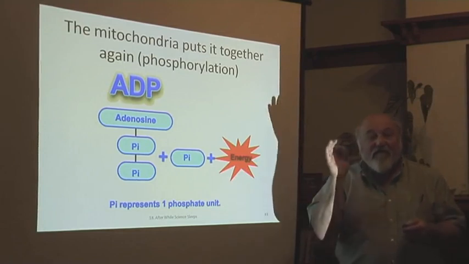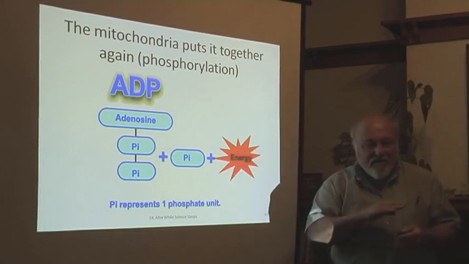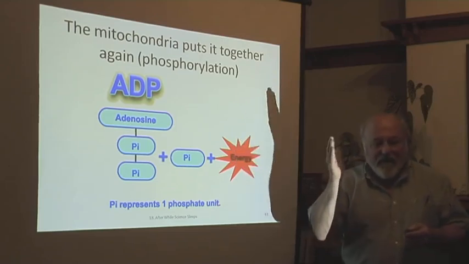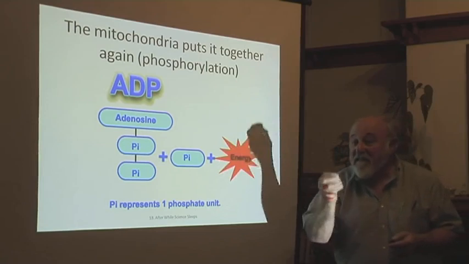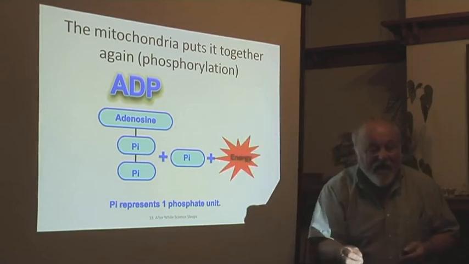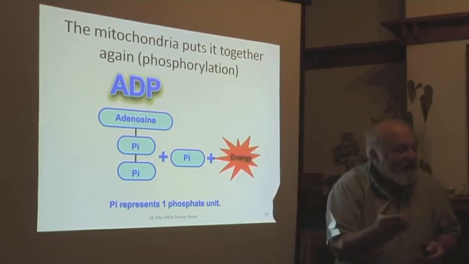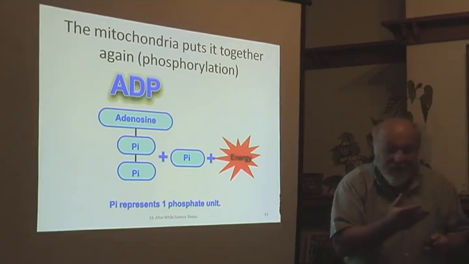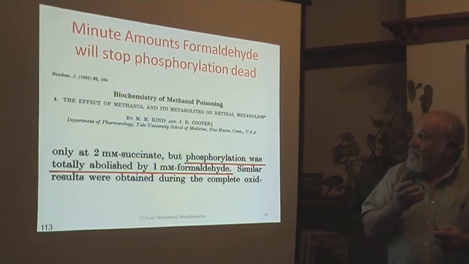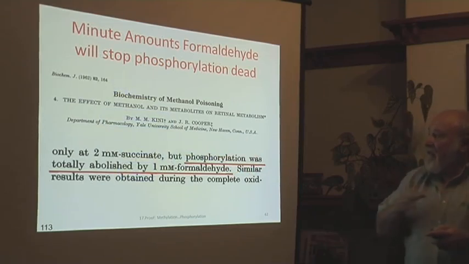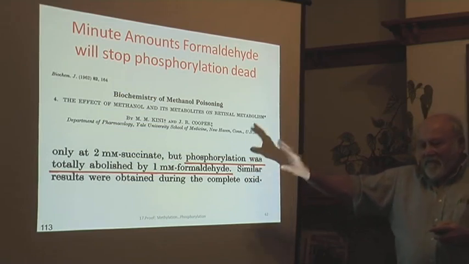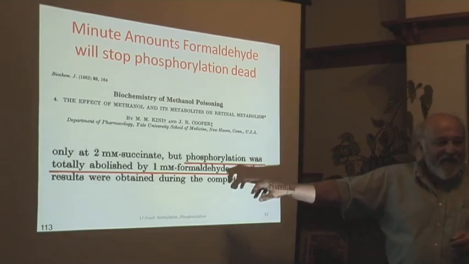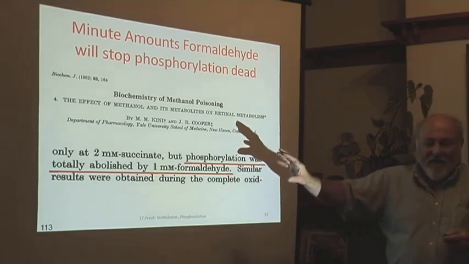We know that formaldehyde causes a tremendous reduction in this, but the formaldehyde has to be in the cell to do it. It has to be inside the mitochondria. The only way that can happen is through methyl alcohol being metabolized. This was the article that I got that from, just to prove that to anybody who's a scientist. One millimole of formaldehyde is a minute amount of formaldehyde.